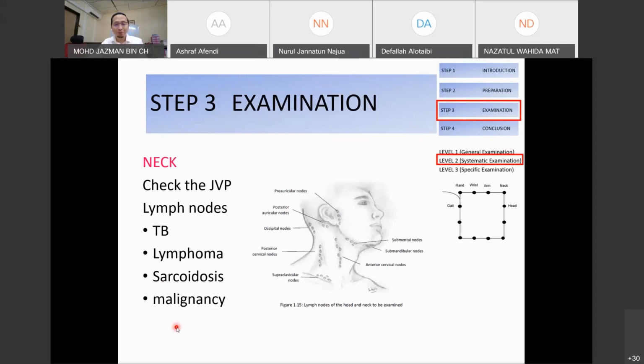However, it depends on the doctor or the clinician on how they want to do the physical examination. If they are comfortable doing the lymph nodes at the early part of the examination, fine, it's okay. If they are comfortable doing the lymph node examination at the end of the physical examination, it's okay as well, as long as you do it.